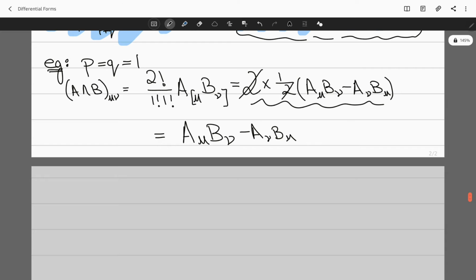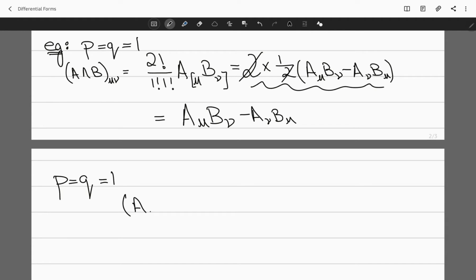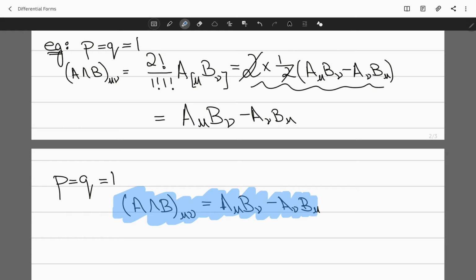So what does this tell you? This tells you that if you have p equal to q equal to 1, in this case your A wedge B mu nu is simply equal to A mu B nu minus A nu B mu. Okay, let me just highlight this quickly.